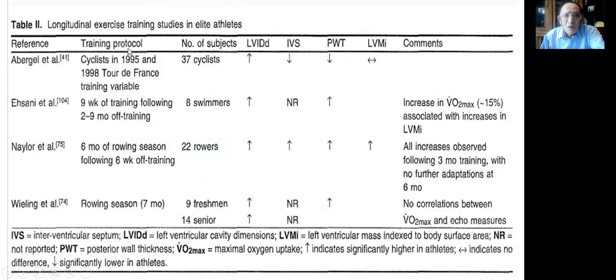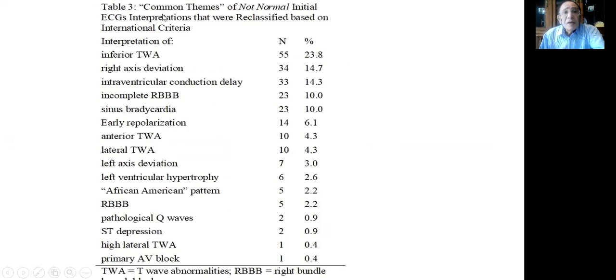Studies revealed that all athletes may get enlargement in left ventricular internal diameter, but the septal and posterior wall thickness may be increased or not. The common abnormalities: inferior T wave abnormality occurs in 23%, right axis in 14%, intraventricular conduction delay 14%, meaning RSR', incomplete right bundle 10%, sinus bradycardia 10%, early repolarization 6%, and so on. This is the incidence of the abnormalities that can be considered normal.